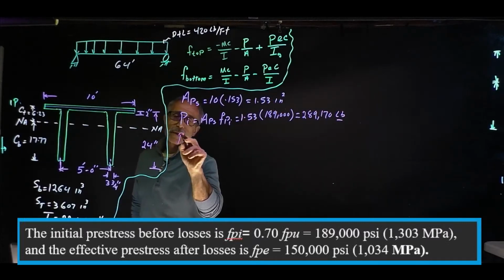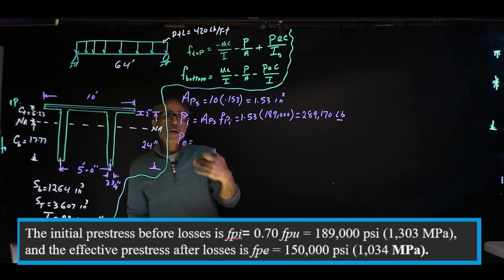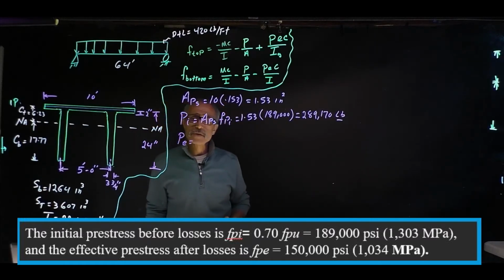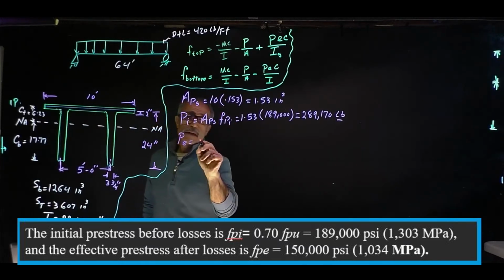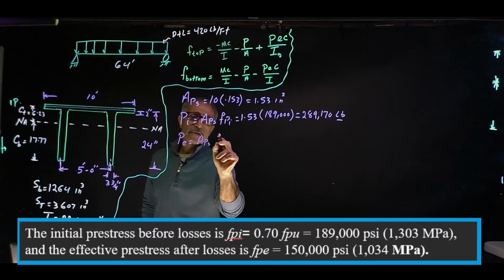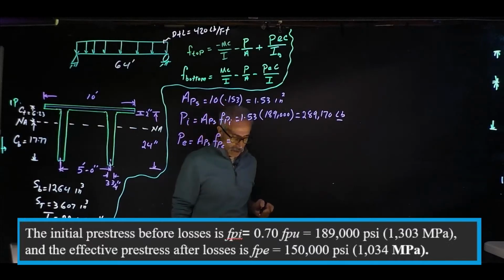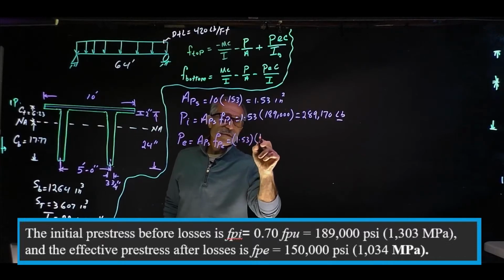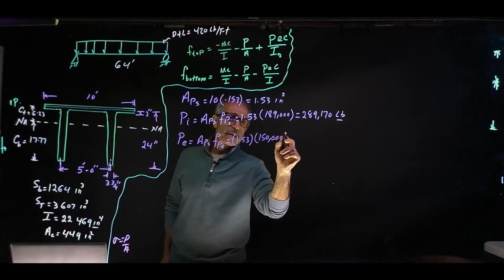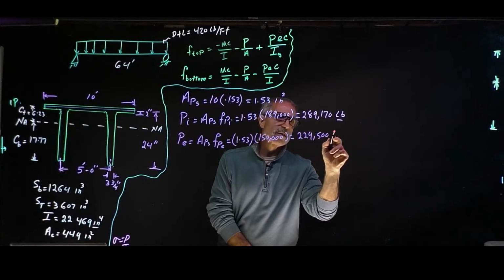Looking for is Pe, which is the effective pre-stressing after the losses. We talk about losses in future lectures, and that is given to us by Aps times the stress after losses, which is given in the problem. In this situation it comes out to 1.53 times 150,000 psi, and that is 229,500 pounds.